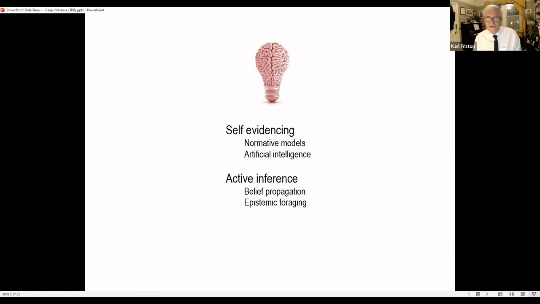I'm going to talk about that in terms of self-evidencing, motivating the approach from the point of view of normative models of how we understand sentient behavior in general, with a specific viewpoint from the perspective of machine learning and artificial intelligence. And then we're going to take the basic ideas and apply them to message passing and belief updating in the brain, and then conclude with an illustrative example, which will be not about translation, but will speak to some of the fundamentals about how we scan visually text to make sense of the sensory evidence at hand.